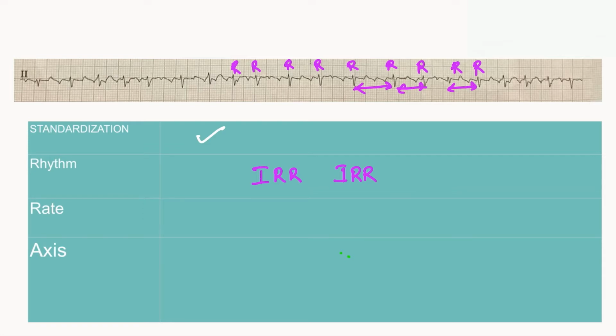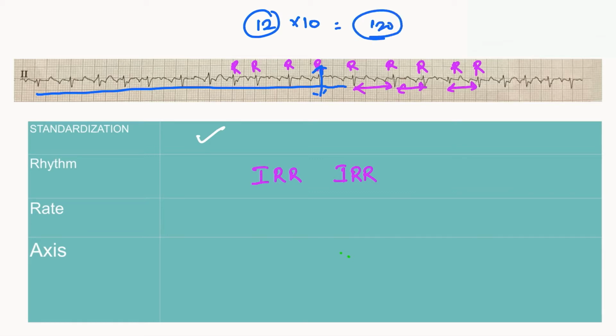According to that, we have to count 30 large boxes. Approximately these 30 large boxes will end here. You have to count the R waves within those 30 large boxes. So, it comes around 12, because 30 large boxes signify 6 seconds. 6 into 10 is 60 seconds, which is 1 minute. So, 12 into 10 is equal to 120. Approximately the heart rate will vary between 110 to 120 in these patients who have irregularly irregular rhythm. So, rate is 120 approximately.